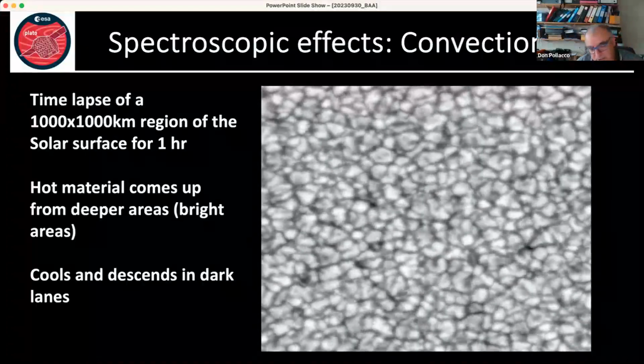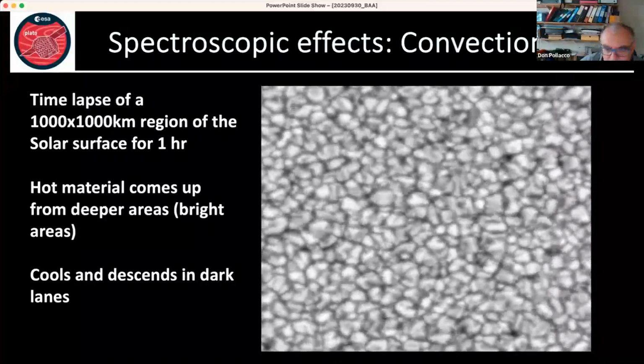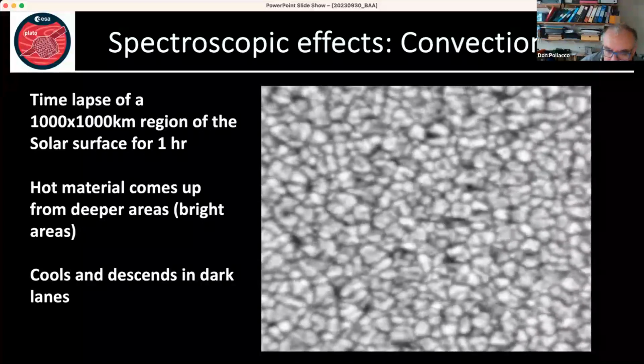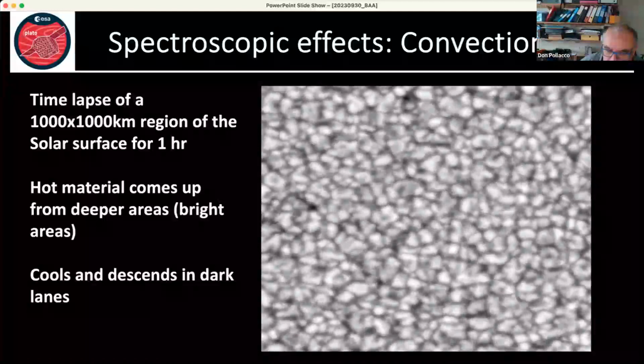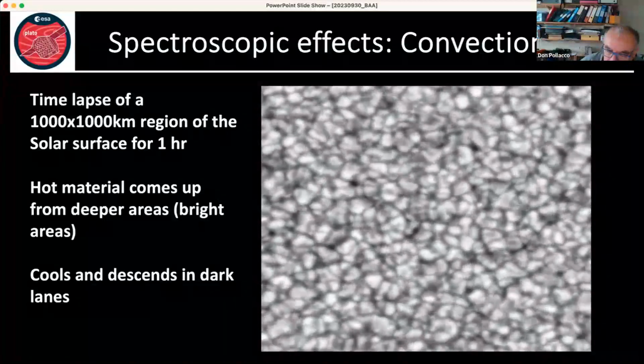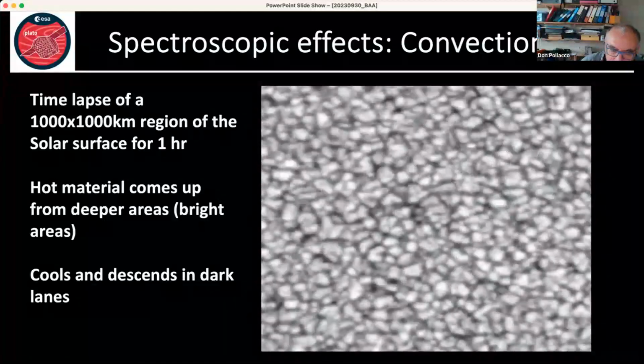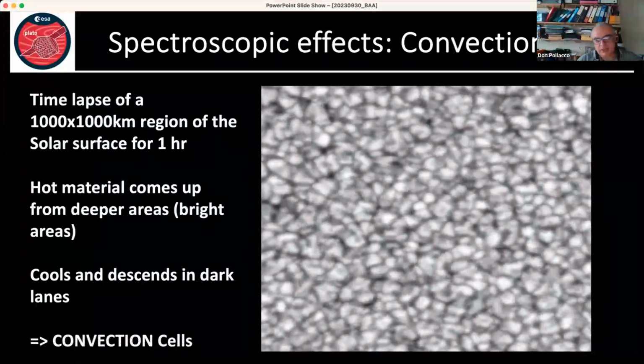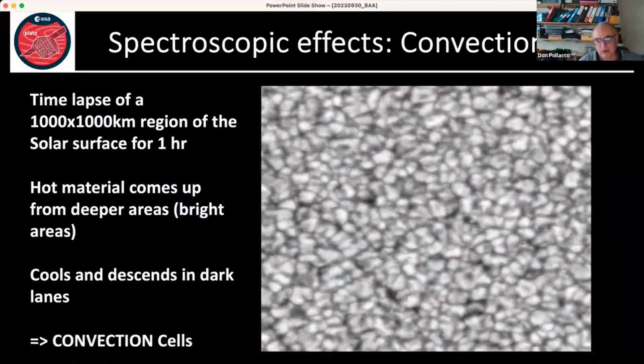So you don't need to be Einstein to work this out. You've got material coming towards us, and material falling back away. And whenever you've got motion, in the end, that means a Doppler effect. So these are convective cells, convection on the Sun.